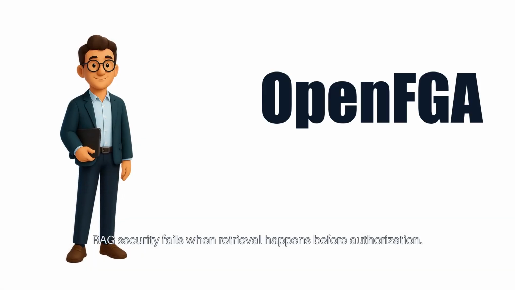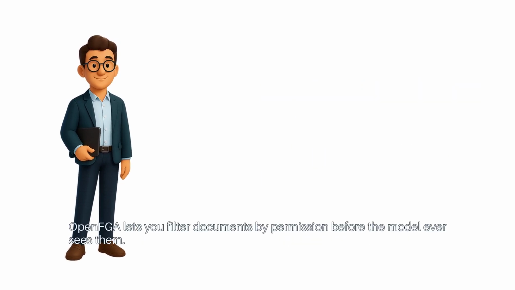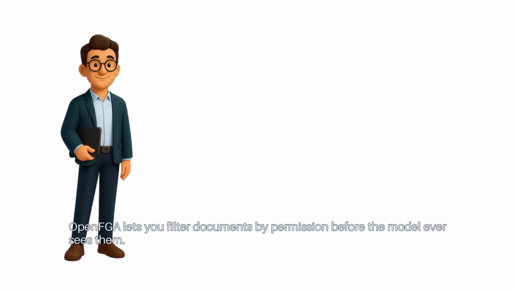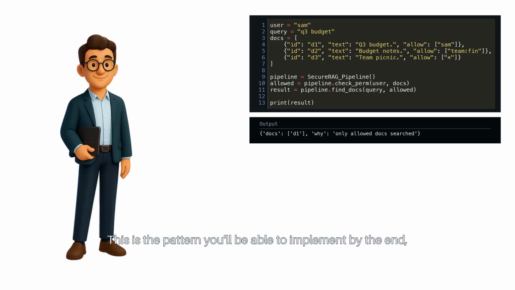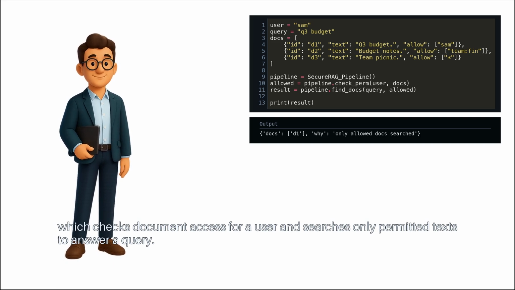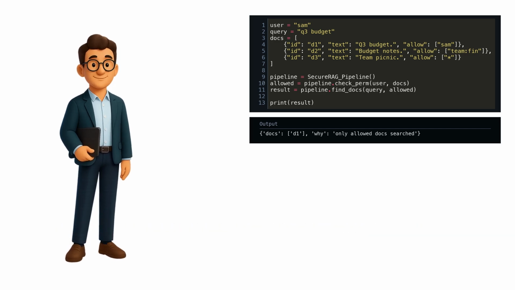RAG security fails when retrieval happens before authorization. OpenFGA lets you filter documents by permission before the model ever sees them. This is the pattern you'll be able to implement by the end, which checks document access for a user and searches only permitted texts to answer a query.